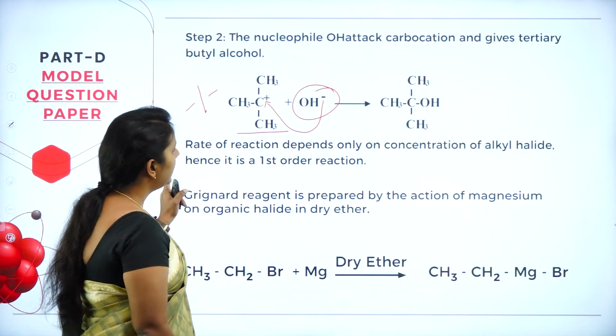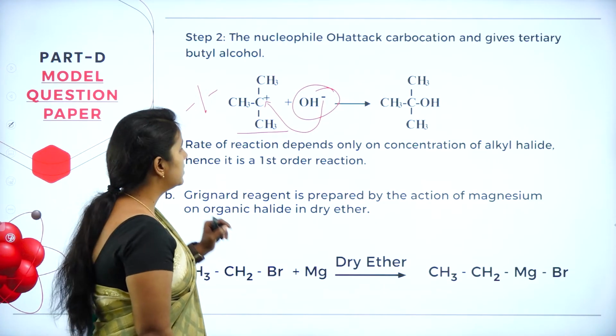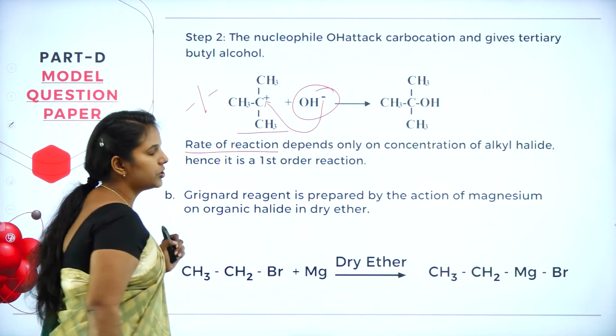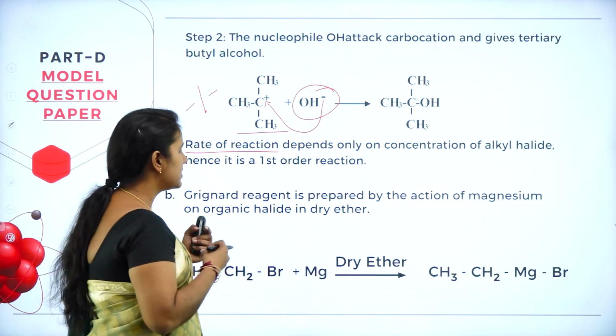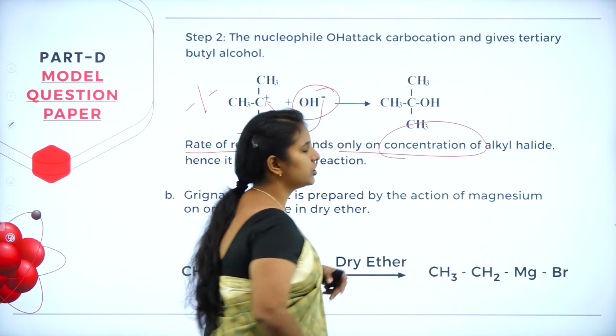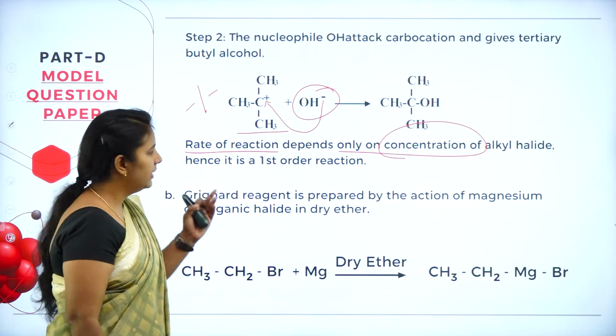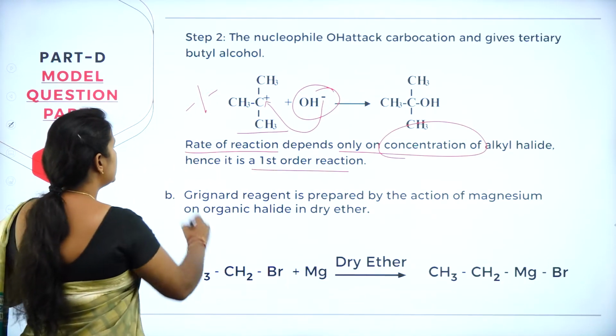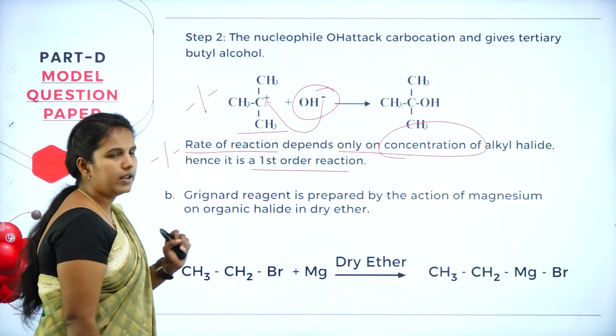Okay. Then we have one more question where you have to say why tertiary butyl bromide will undergo the SN1 mechanism, because it depends only on the concentration of alkyl halide. That is why it undergoes a first order reaction. For saying this statement, you also get one more mark.